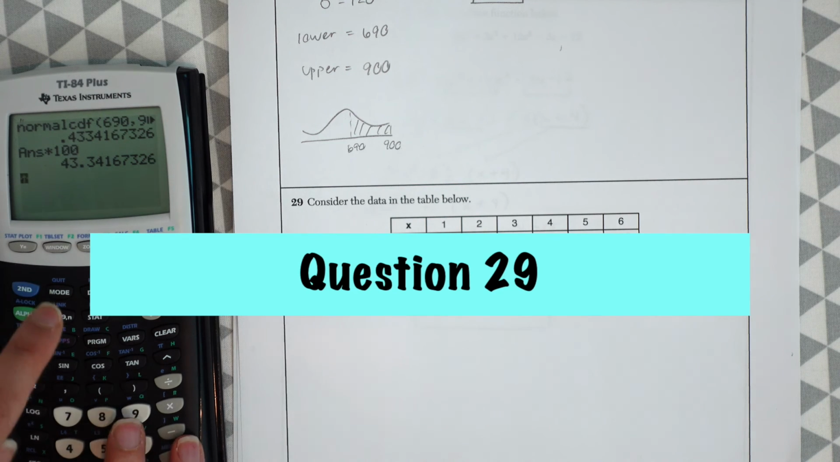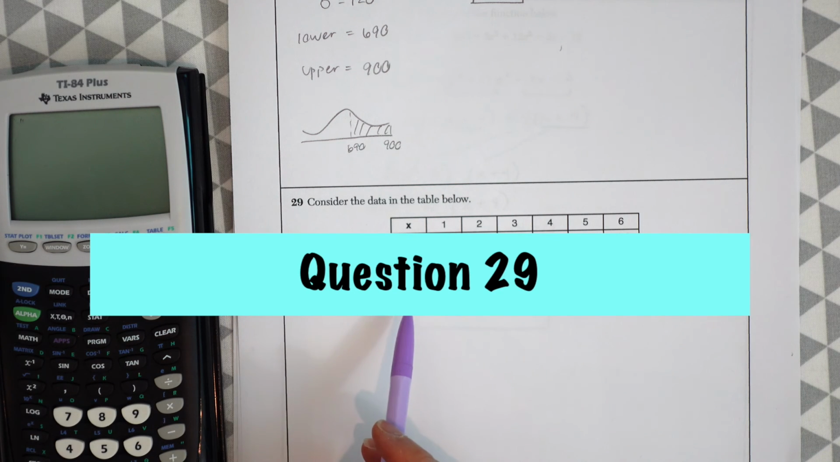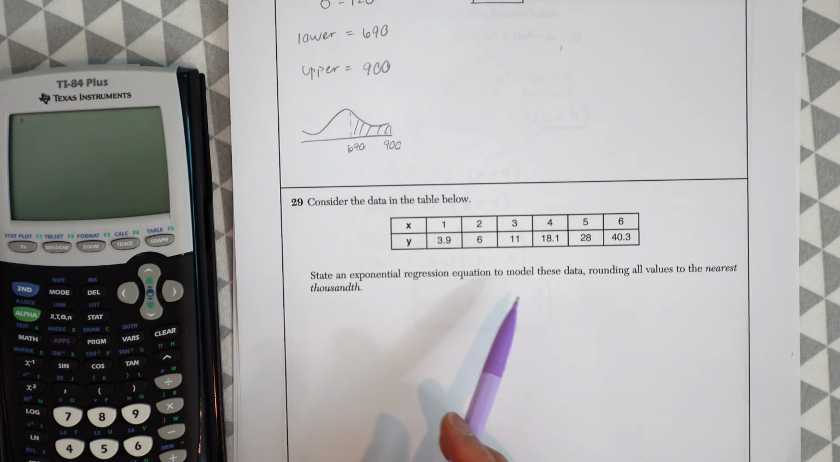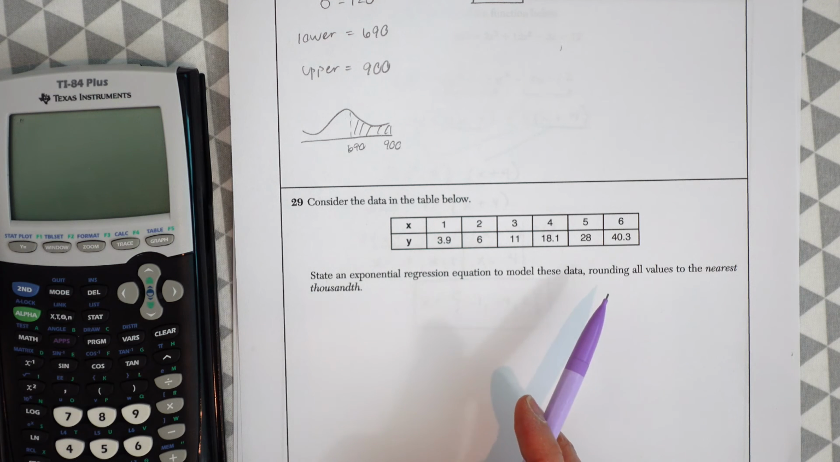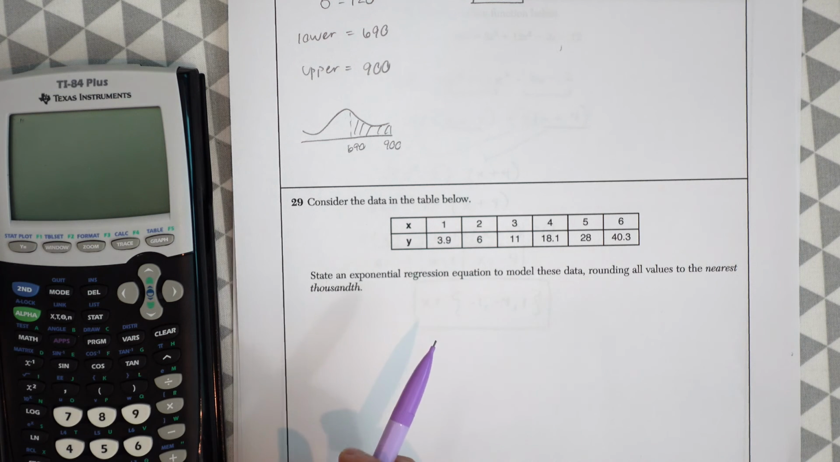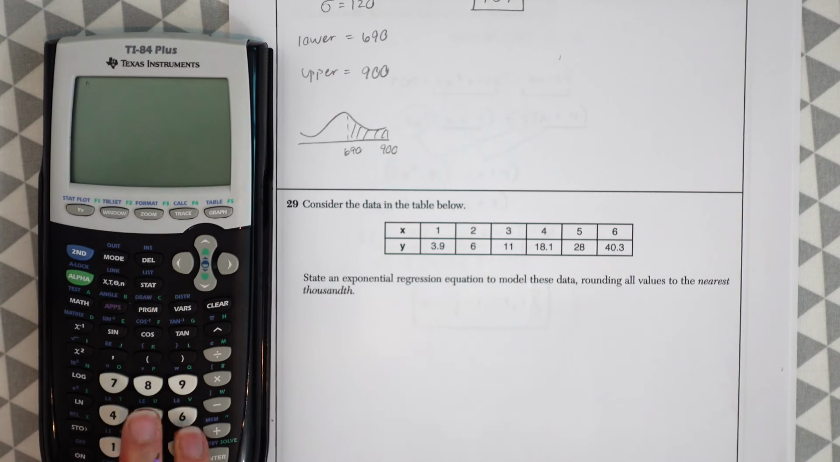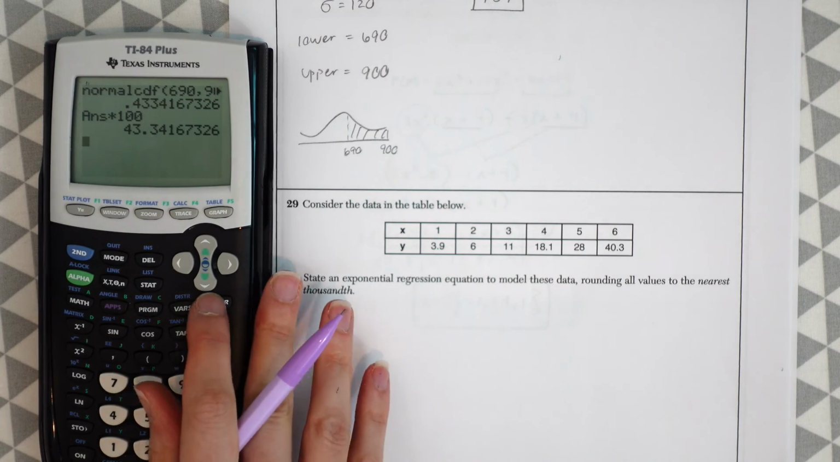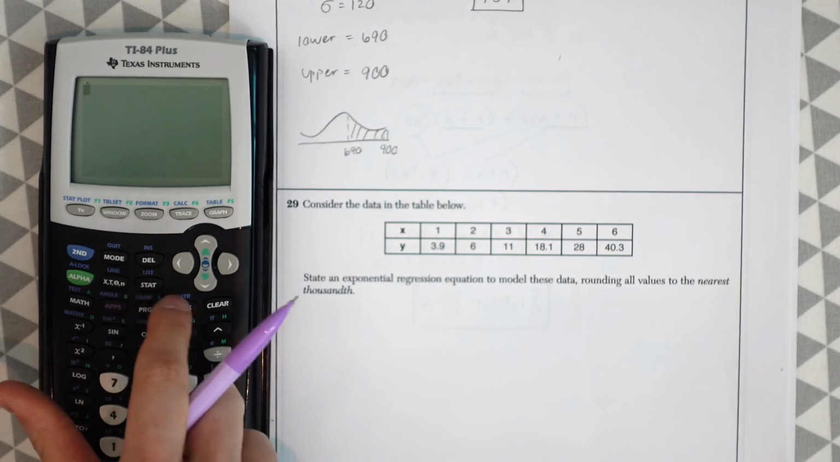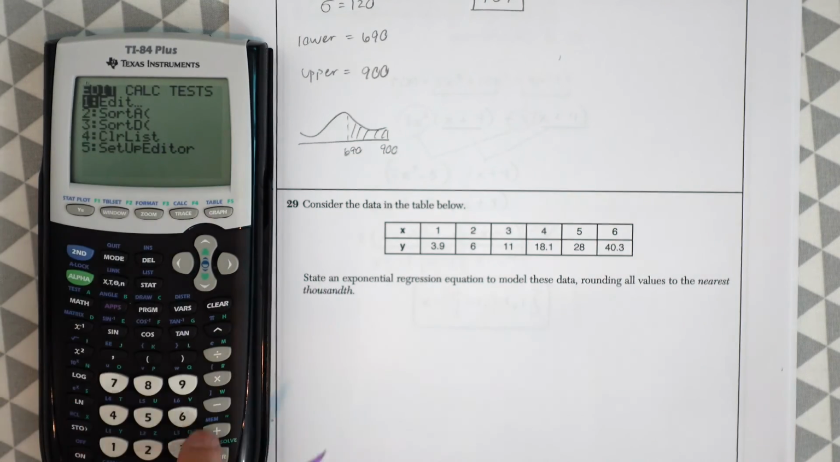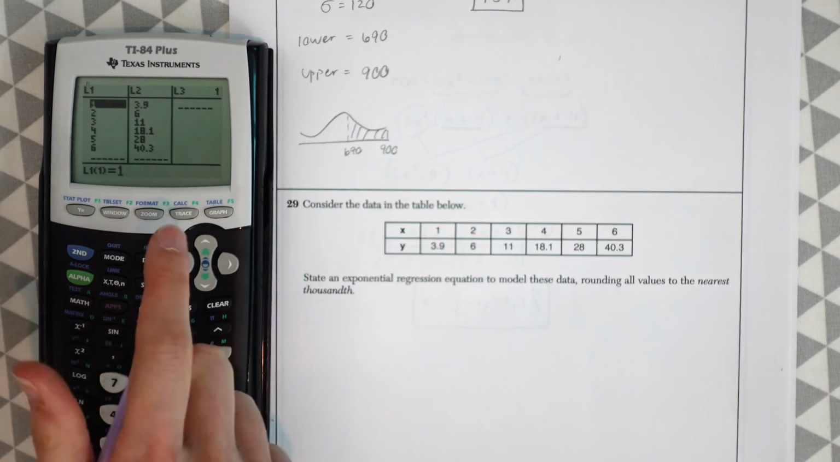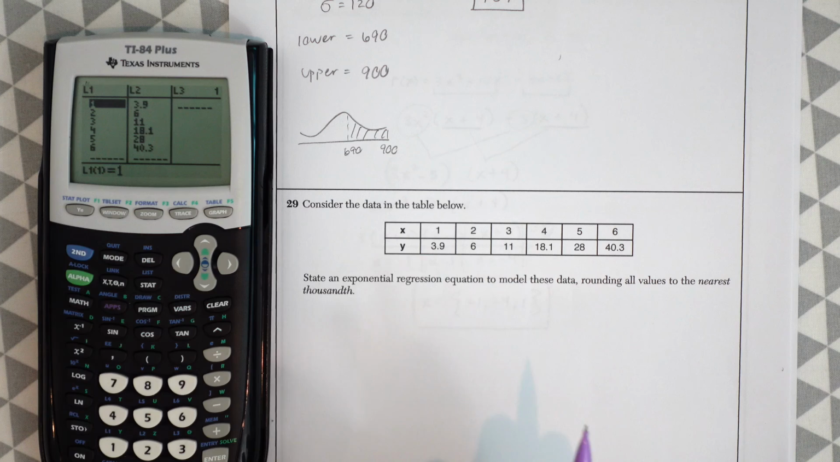Question 29. Similar kind of question. State an exponential regression equation to model these data, rounding all values to the nearest thousandth. So it's the same idea. We're going to be using a lot of the calculator to answer this question. So we're going to go to Stat, edit and enter in these values here. I have them entered in already.